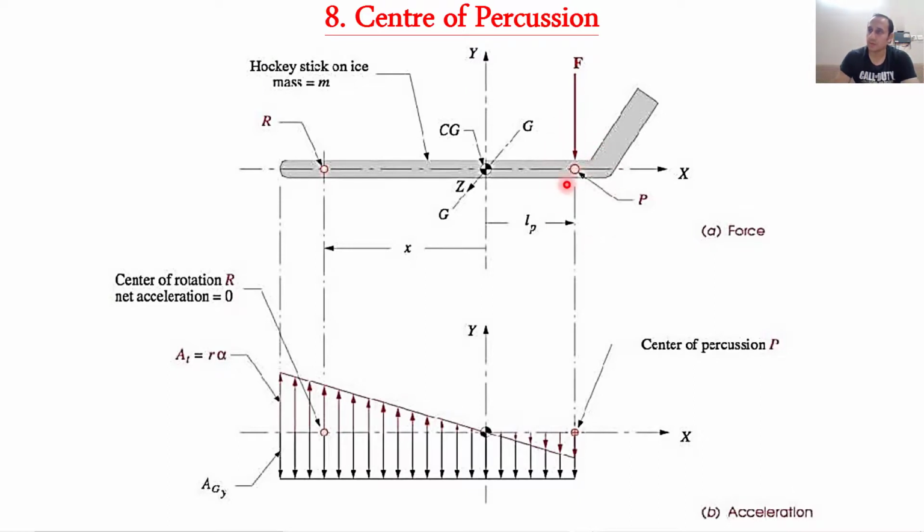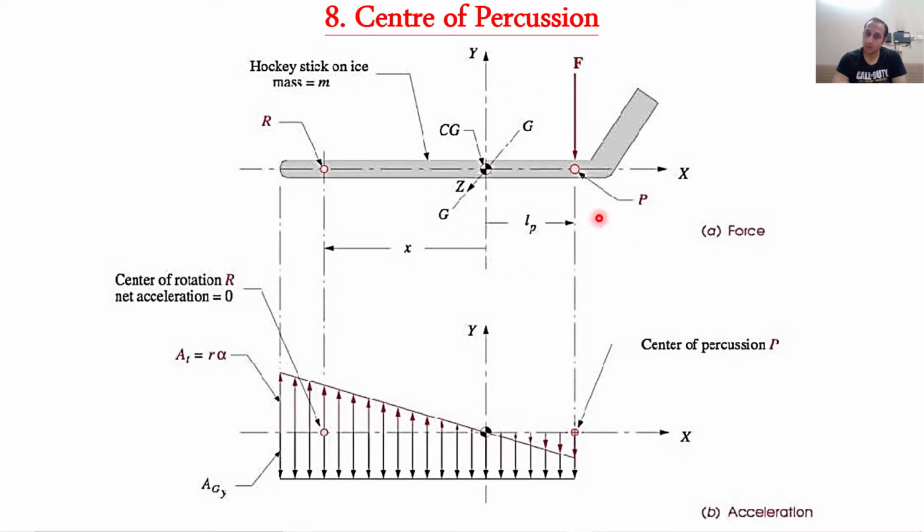This hockey will move. So in which type of motion will the hockey move? It will move in complex motion. It will translate as well as rotate. So in the translation, what will happen? The CG will move in linear motion or translational motion, and there is another motion accompanying this translation, and that is the rotation of the hockey around the axis CG.